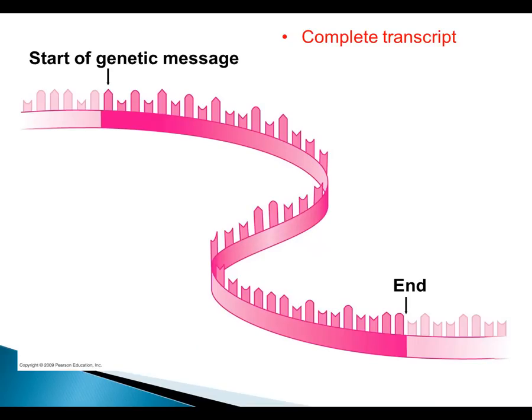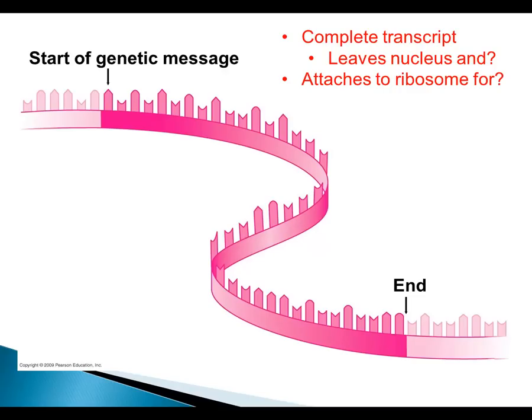After this is all complete, you initiate transcription at something called a promoter site, and the RNA polymerase moves along the strand of DNA to make the complete transcript. That's the final messenger RNA product. That messenger RNA can now leave the nucleus and attach to a ribosome. And at the ribosome is where that next process occurs, that process called translation.